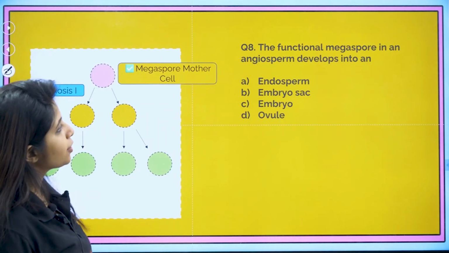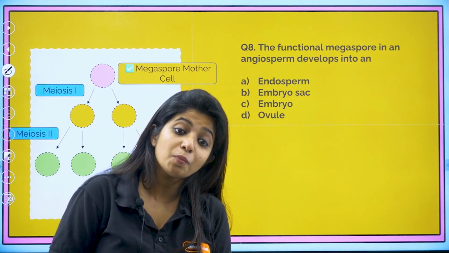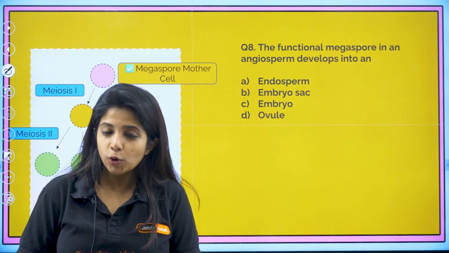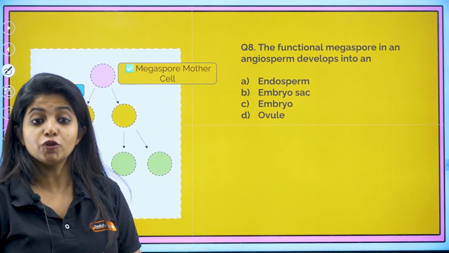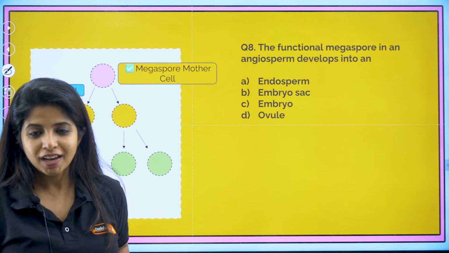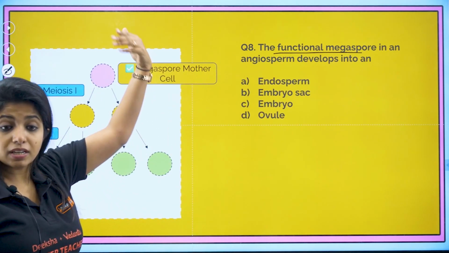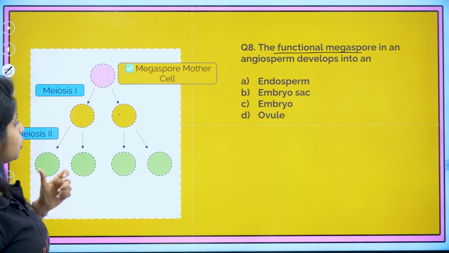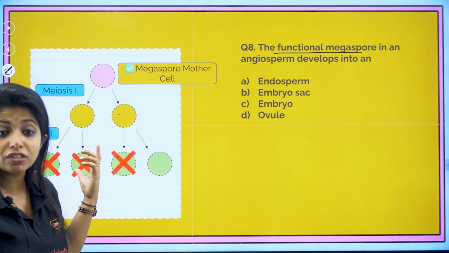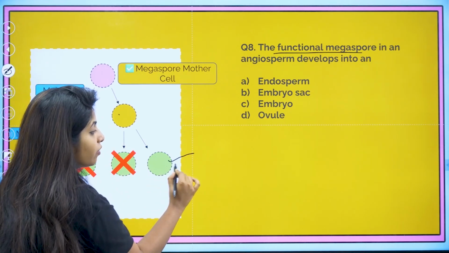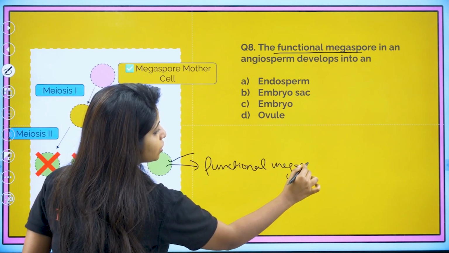Now, the functional megaspore in an angiosperm develops into what? What is a functional megaspore? Just like how microspores are formed, which later form the pollen grains, in the case of female plants they have megasporogenesis, which forms the megaspore. So what exactly happens? The megaspore mother cell, just like how we had the microspore mother cell, undergoes meiosis. You have two cells, and at the end you will have four cells, but three of them degenerate and only one survives. It is known as the functional megaspore. And what does this functional megaspore do?